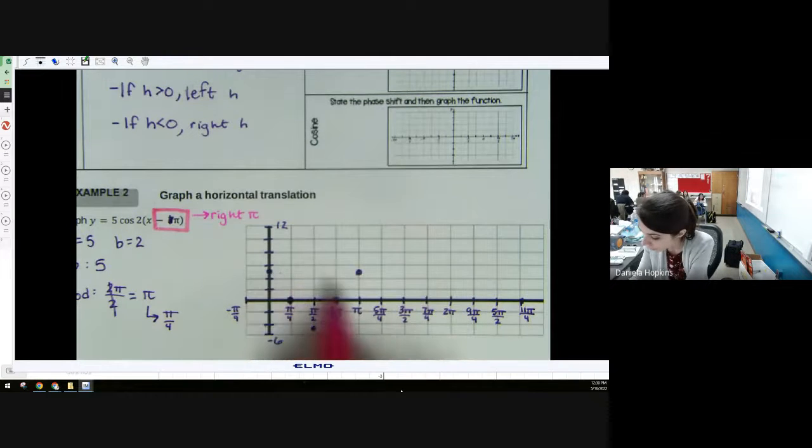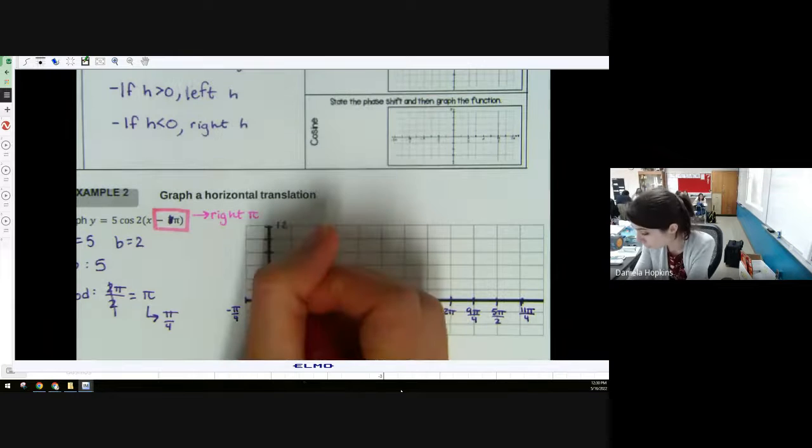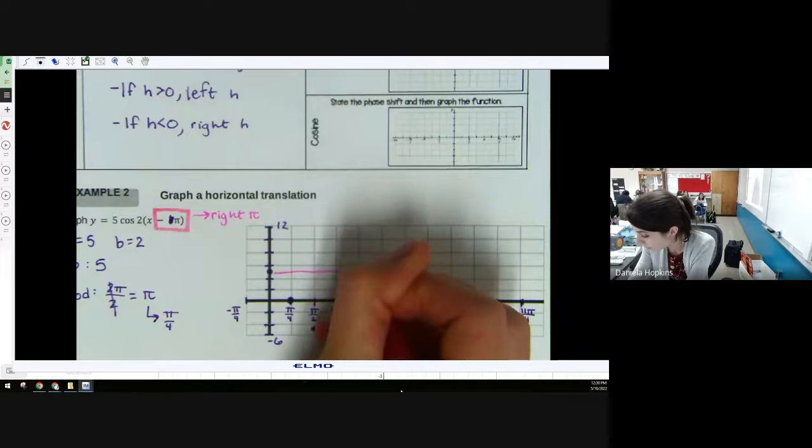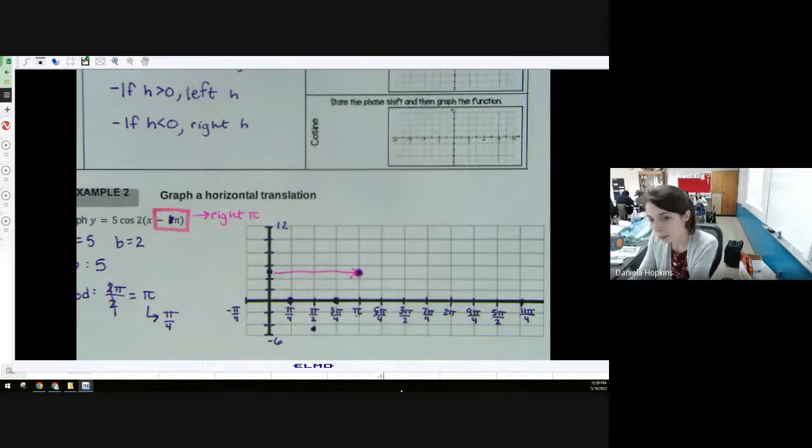that means I'm going to take every single point and I'm going to move it over. I know that pi is one period, so I'm going to move it over 4 spaces. Does that make sense? Okay, so this point here is going to move over to this point. And the nice thing about this one is it actually translates right to the next point here.